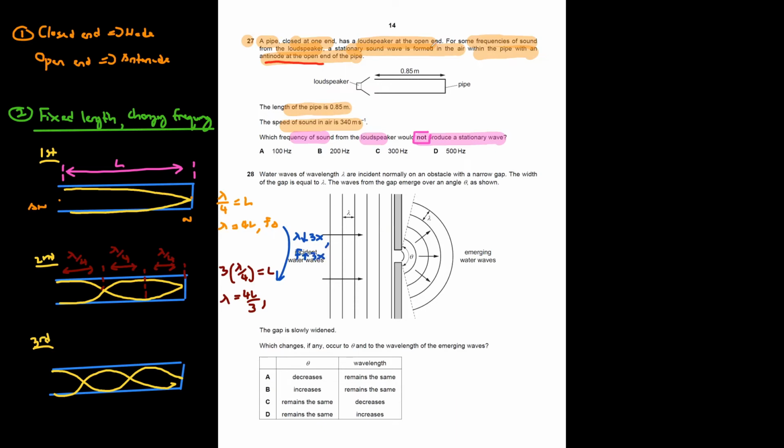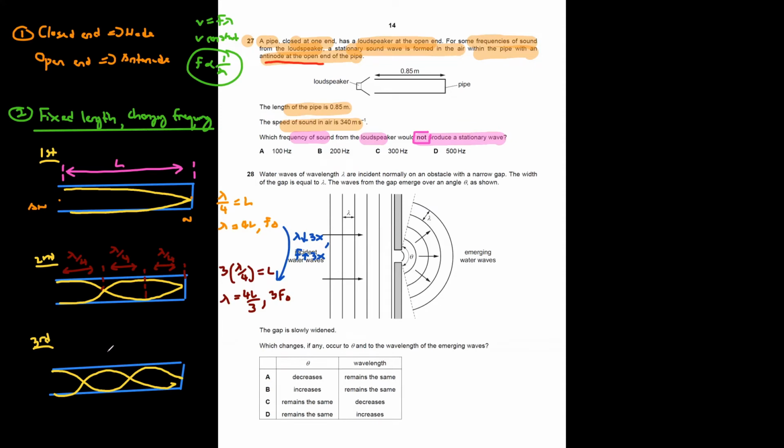So how do I know this relation? It is from this, where I can say that v equals f lambda. If v is constant, f must therefore be inversely proportional to the wavelength. Okay, so if my wavelength has decreased by 3 times, my frequency ought to increase by 3 times. So instead of F0 now, I actually have 3F0.